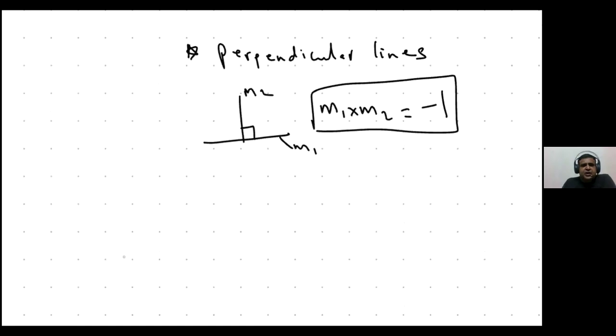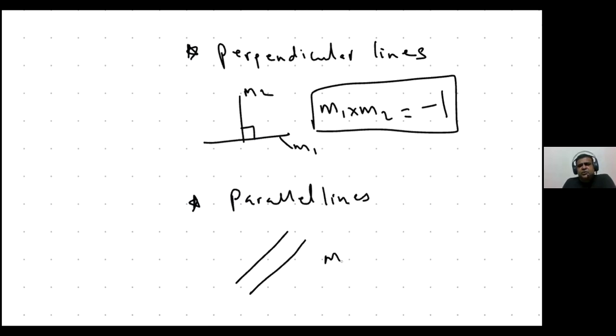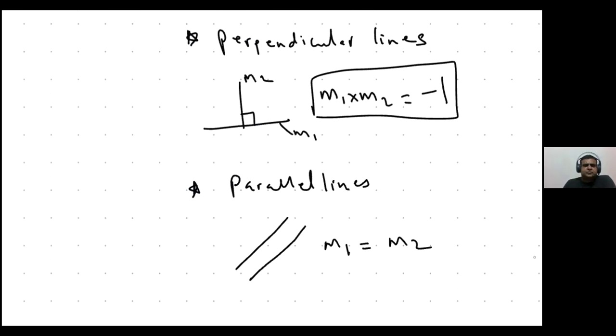All right. And now parallel lines. Parallel lines means that their gradients are the same, right? They are not touching each other. So M1 should always be equal to M2. The rate of change of Y with respect to the rate of change of X for both lines is the same, right? So these are the conditions. So usually they give us a question.